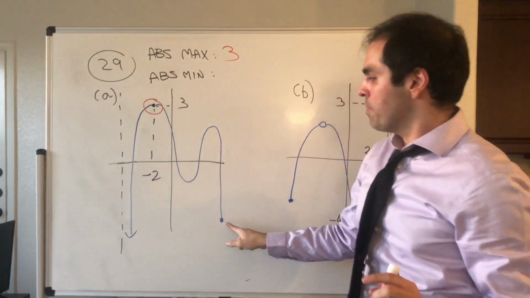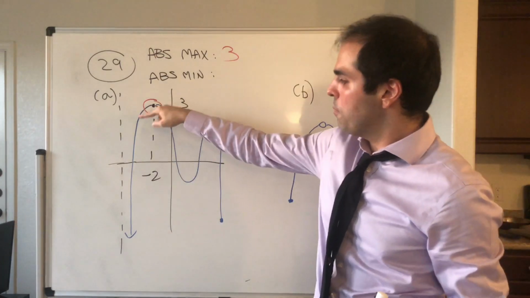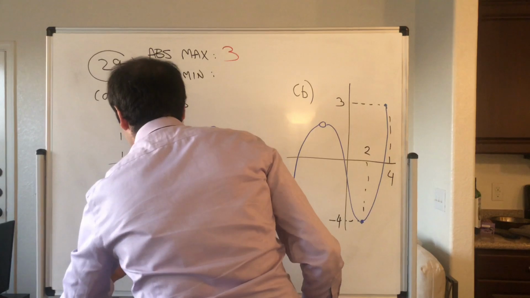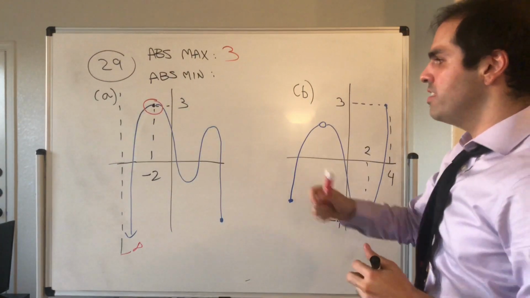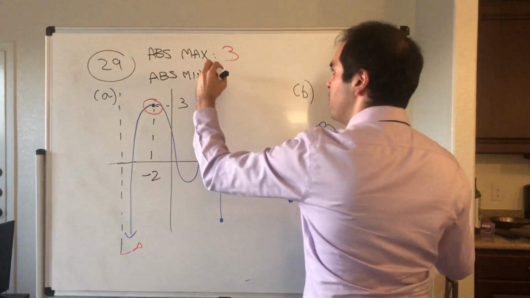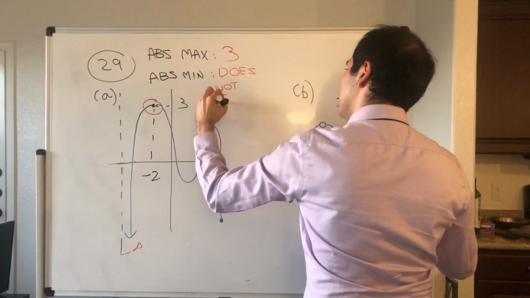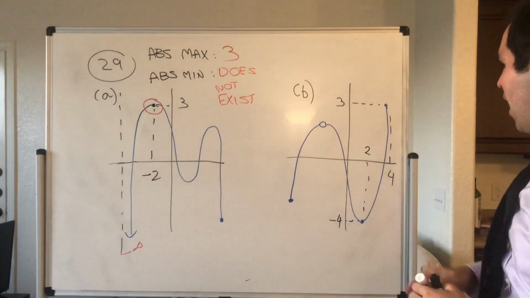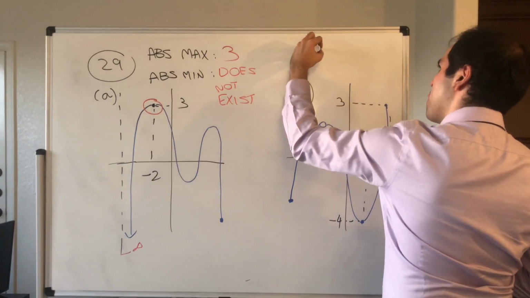What about here? So here you have some value and then you go up, down, up. And this just means it goes down to minus infinity. And because minus infinity is not a number, we simply say here that the absolute minimum does not exist. There is no smallest value of this function. Now, how about here? What is the absolute max and absolute min?